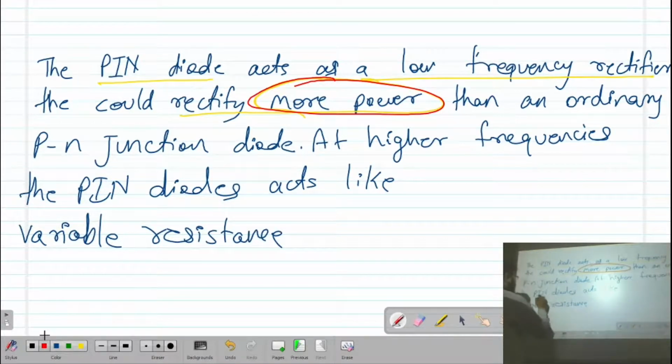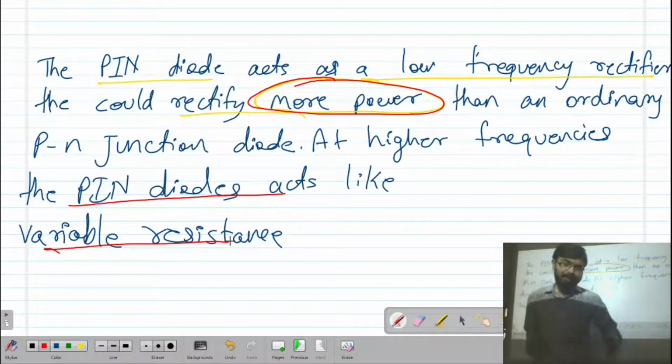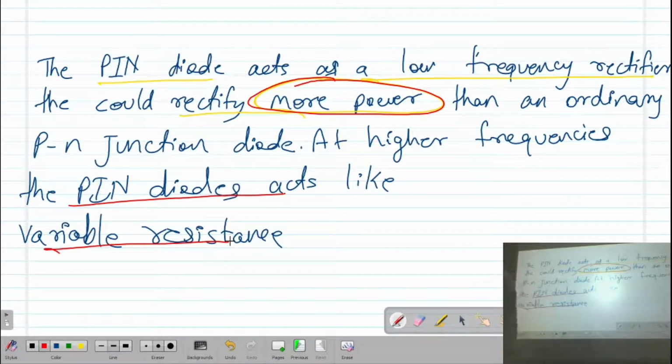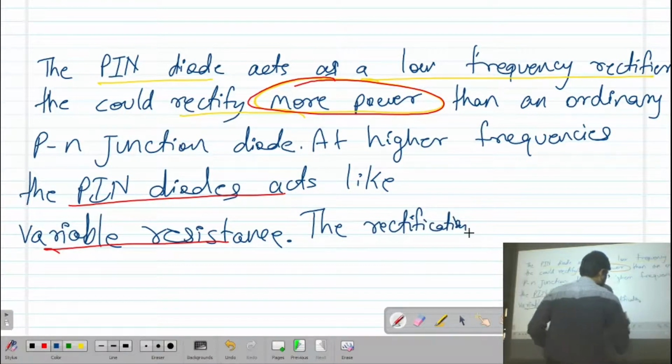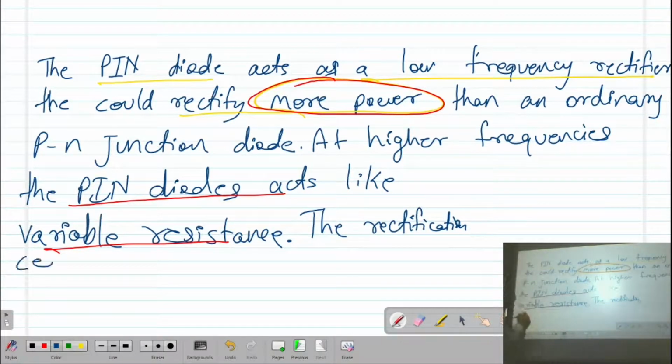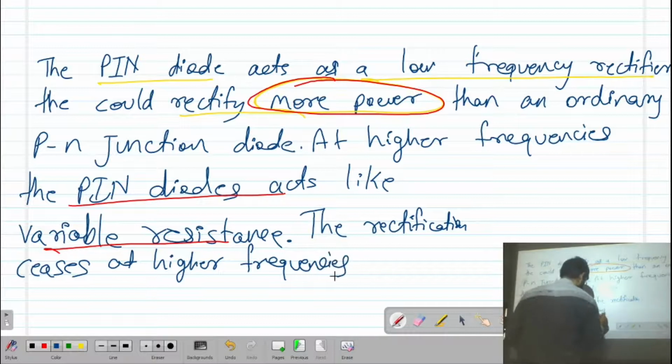Remember, this is also very important. A PIN diode acts like a variable resistance, meaning as the frequency of the signal changes, the resistance of the diode changes with respect to the applied frequency. And rectification ceases at higher frequency, and rectification stops at higher frequency due to carrier storage.